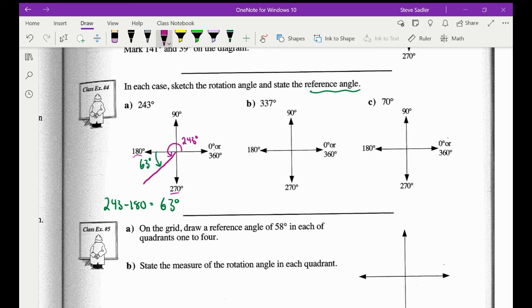337, so let's do 337. That's going to be pretty close to 360. We're going to go all the way around the circle, so it's going to look something like that. That's 337. And in this case, our reference angle is always going to be positive, and it's from the closest x-axis, so it's actually going to be right there. So in this case, to find that, we can do 360 minus 337, and that gives us a reference angle of 23 degrees.